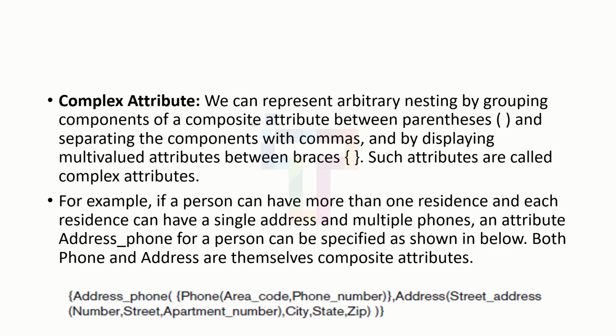Complex attribute. We can represent arbitrary nesting by grouping the components of composite attributes between parentheses and the multivalued attributes within flower brackets. What is a complex attribute? A complex attribute is a mixture of both composite and multivalued attributes. Composite we represent in parentheses, and multivalued we represent in flower brackets. Here they have given the example.